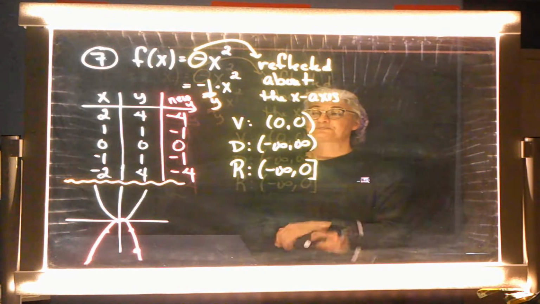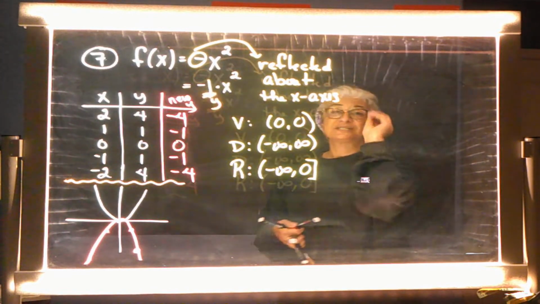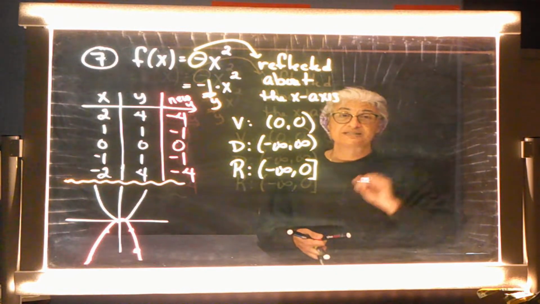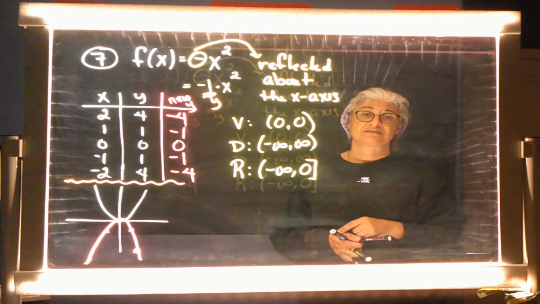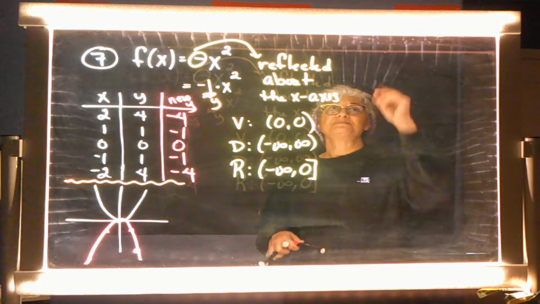So, be careful. That negative 1 in front of the x was not attached to the x. It was not moving into the house of x. It affected the y values instead. Got it? Okay, let's look at another one.